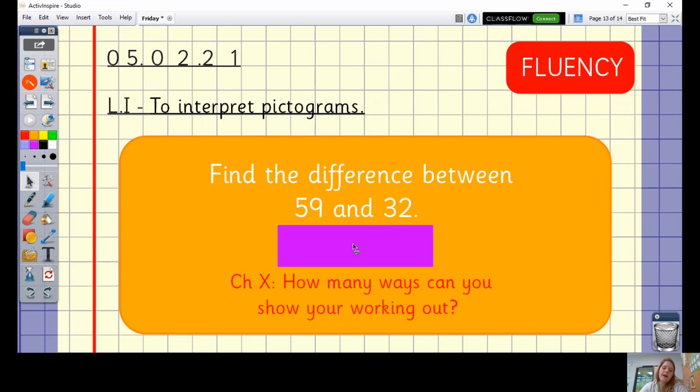Okay, so I've written a subtraction number sentence to help me here. My subtraction number sentence is 59 subtract 32, and my answer is 27. Okay, you may have answered that in a different way.